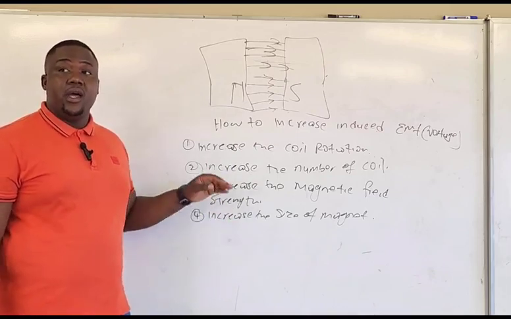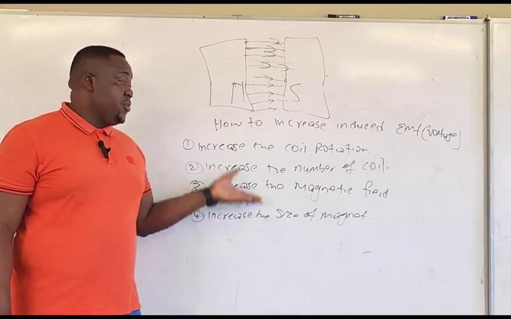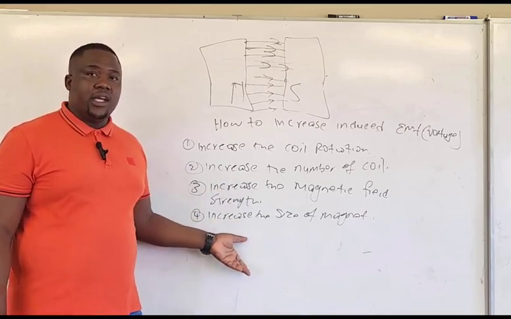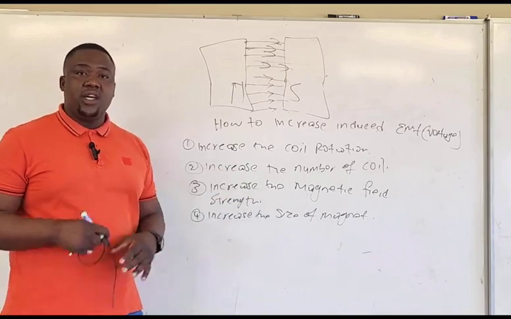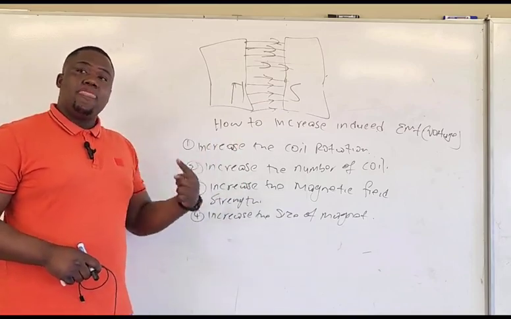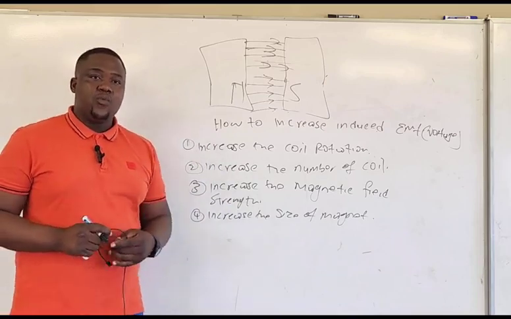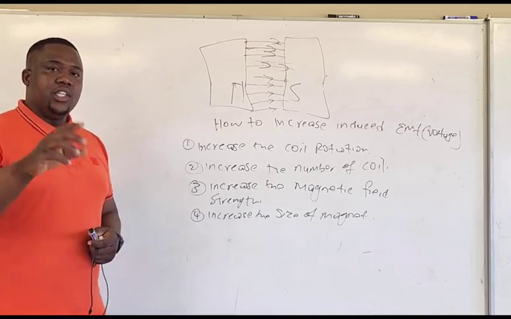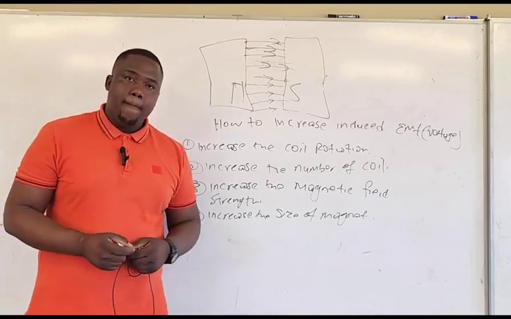Induced voltage is the produced voltage. If you want to increase the voltage that you produce from an electromagnet, you just do this. You increase the coil rotation. You make the coil rotate even much faster. Okay. Let me even display that to you.